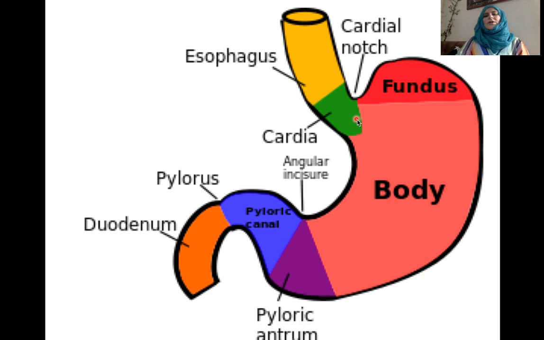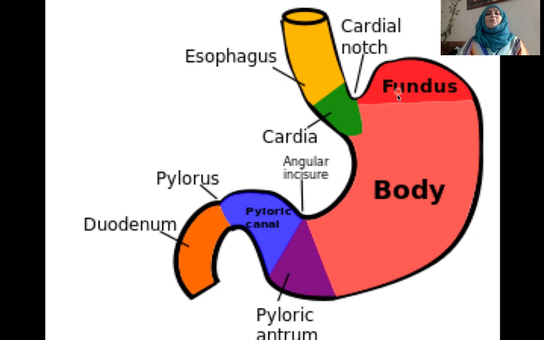Let us return. The body and the fundus are divided at the region of the junction of the esophagus with the stomach, where I also have a notch called the cardiac notch. From the cardiac notch they draw an imaginary line to the greater curvature, dividing this greater cardiac part into the body below, which is greater, and the fundus above, which is dome shaped.